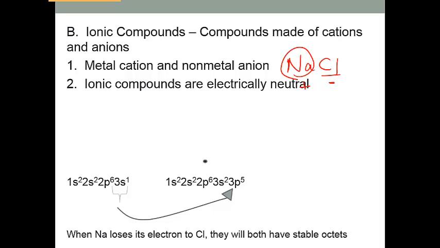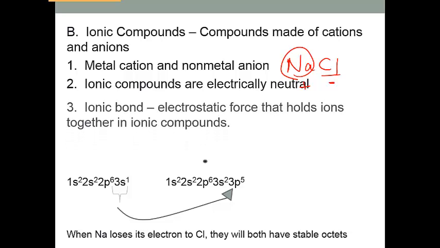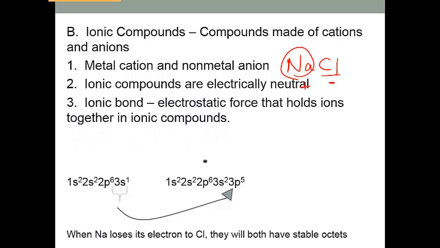Ionic compounds are going to be neutral. In other words, when sodium gives up an electron and chlorine takes the electron, that causes both of them to have an octet, and so they will be neutral. An ionic bond is then the force that actually holds the plus and the minus charged elements together. So the bond is that force that's holding them together because of the give and take of electrons.